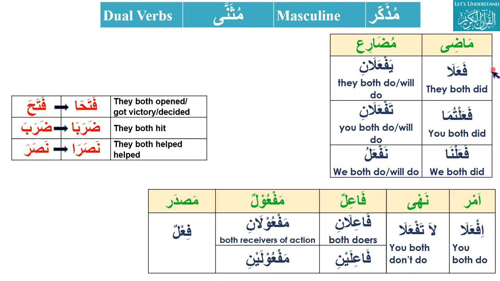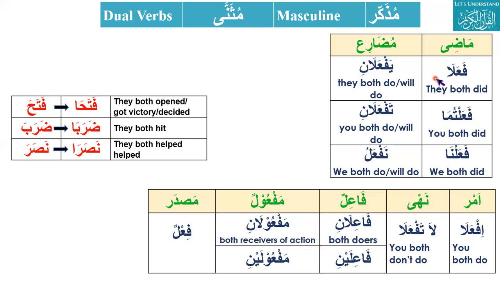Ja'ala. Ja'ala means he made. Okay. جعل، جعلتما، جعلنا، يجعلان، تجعلان، نجعل، اجعل، لا تجعل، جاعلان، جاعلين، مجعولان، مجعولين.